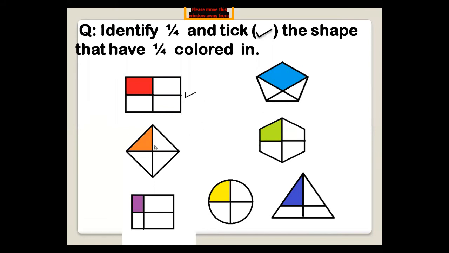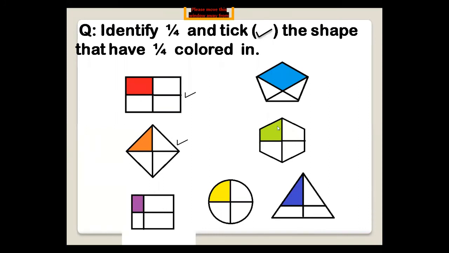See the next shape. It is a square, and it is divided into 4 equal parts. Is it? Yes, it is divided into 4 equal parts. So we will put the tick on it. See the next shape. What shape is this?